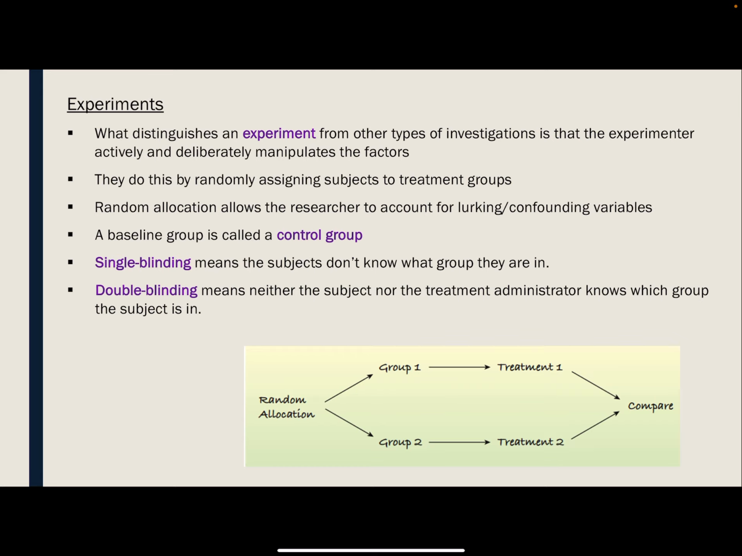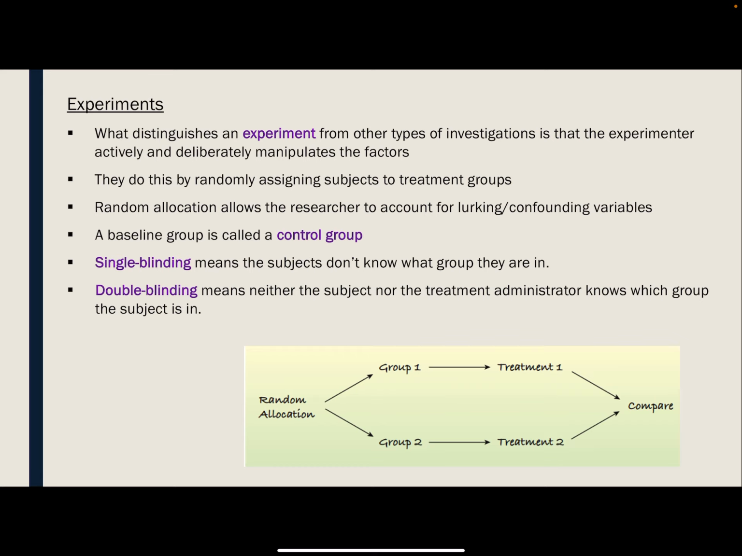There are 2 types of blinding when it comes to experiments. There's single blinding and double blinding. Single blinding is when the subjects don't know which group they're in. With the example that I gave, there's no blinding at all, right? The subjects would know which alcohol consumption group they're in by how much alcohol they're being given. So there's no blinding there, but single blinding would be where a subject doesn't know which group they're in. And double blinding would be where neither the subject nor the treatment administrator would know what group they're in.